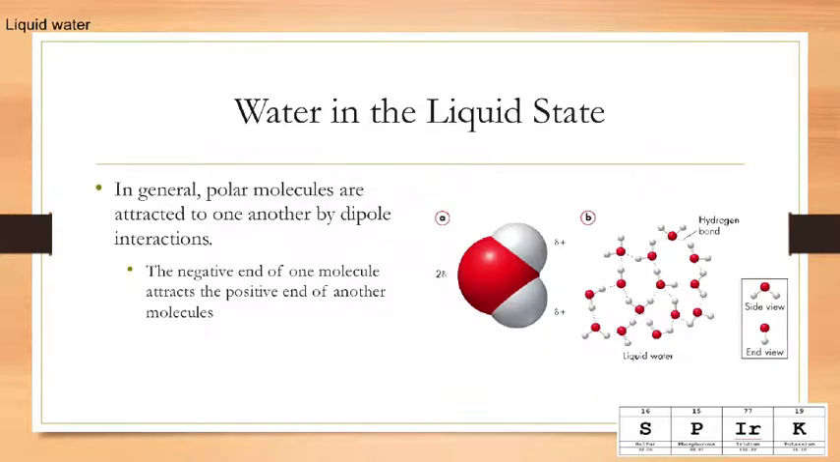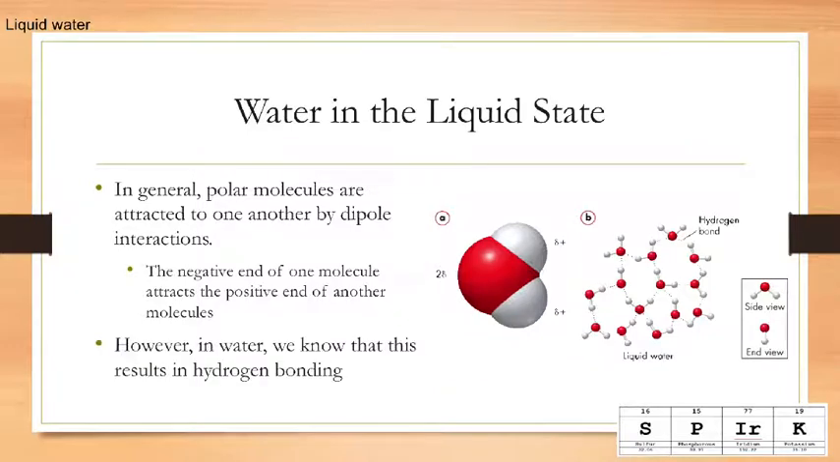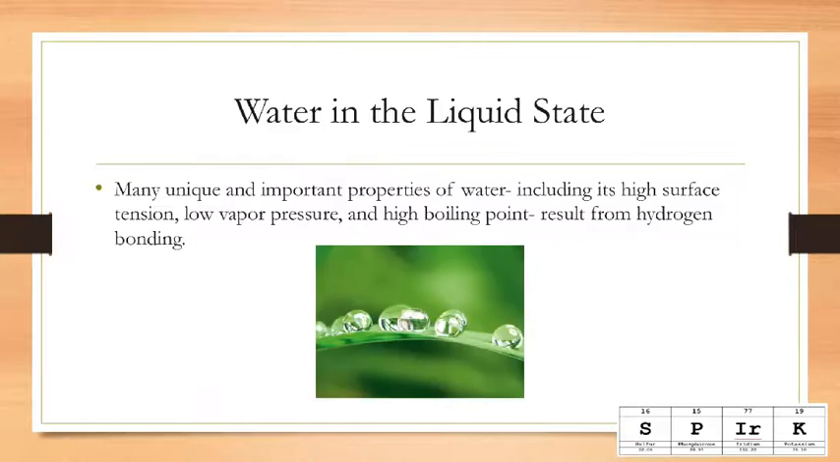In general, polar molecules are attracted to one another by dipole-dipole interactions. The negative end of one molecule attracts the positive end of another. However, in water, we know this results in hydrogen bonding because of the high electronegativity of the oxygen. Many unique and important properties of water, including its high surface tension, low vapor pressure, and high boiling point, result from these hydrogen bonds. As you can see here, and as I'm sure you've seen in your everyday world outside of school, water forms beads or droplets. That's because of that high surface tension, all caused by those strong hydrogen bonds.